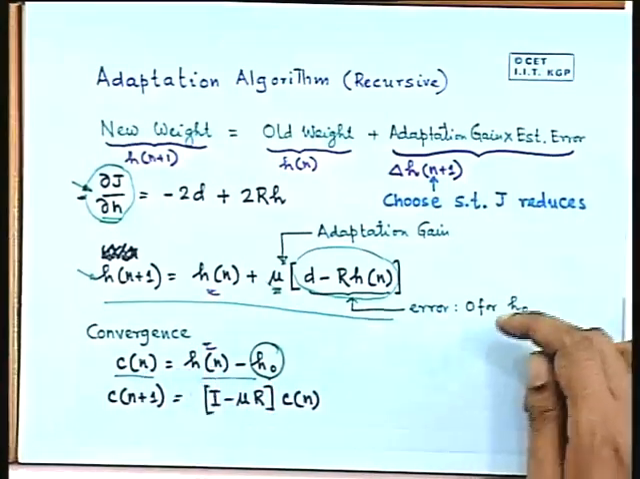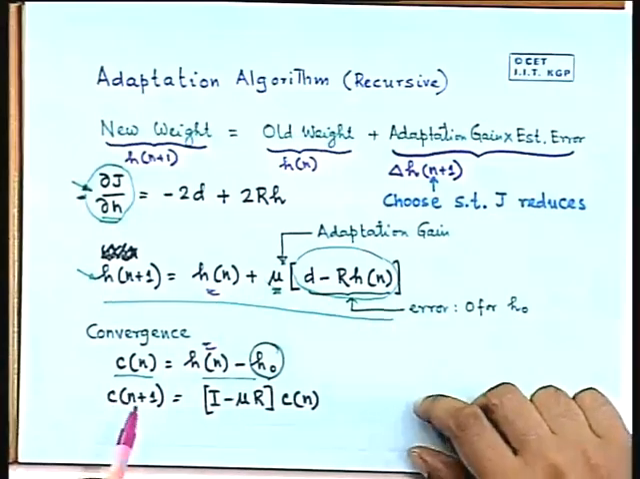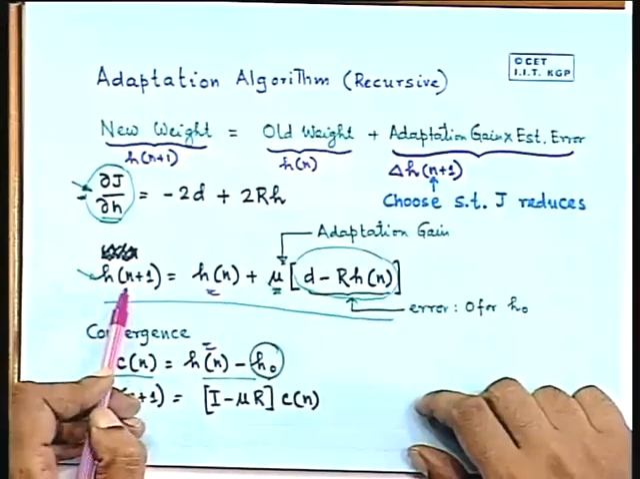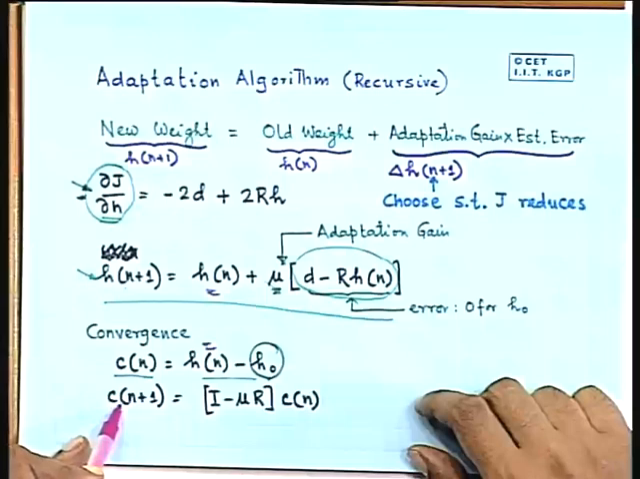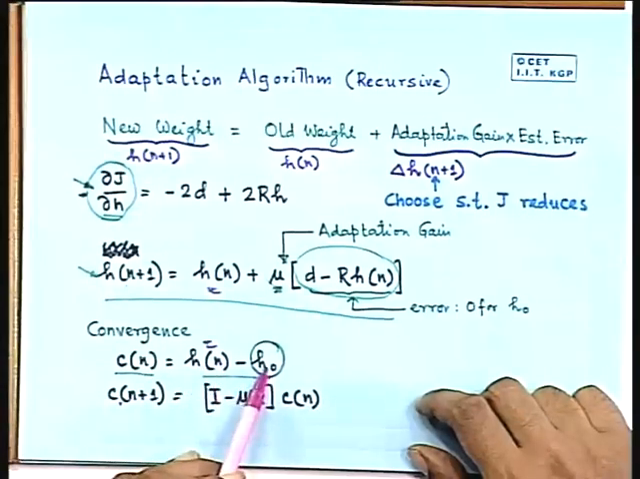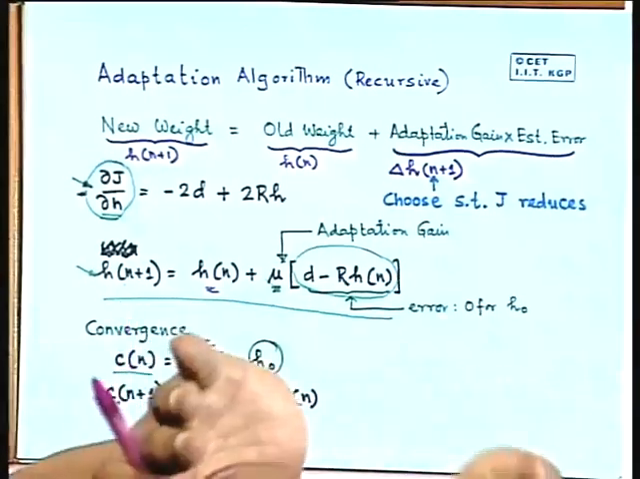So this is the error. Now what will happen? Similarly, if I now calculate Cn plus 1, which is nothing but Hn plus 1 minus H0, I had this much of error at instant n. Now according to the update law, if I calculate Hn plus 1, I will have this much of error at n plus 1. Has the error decreased? That is the question that we are asking. And eventually, at least given enough time, will the error go to 0? This is the question that we are asking.